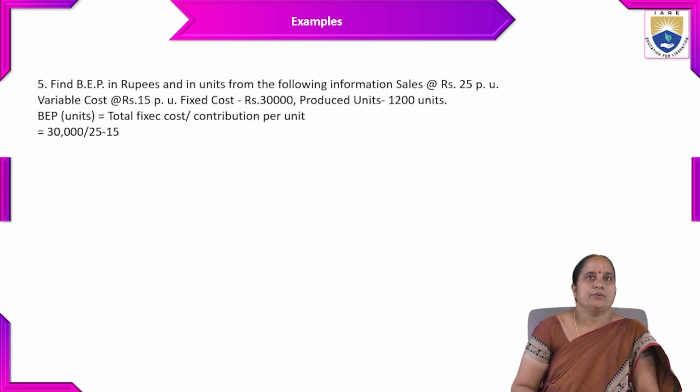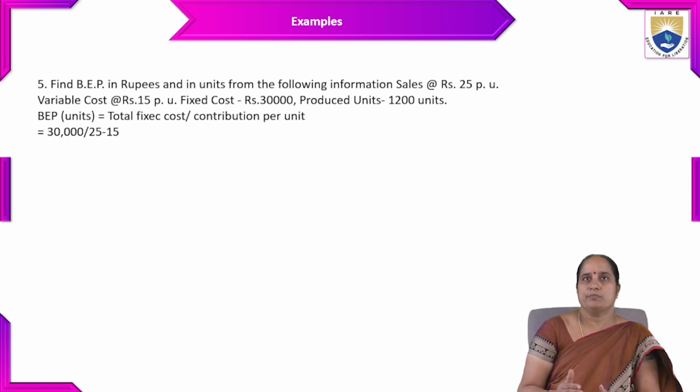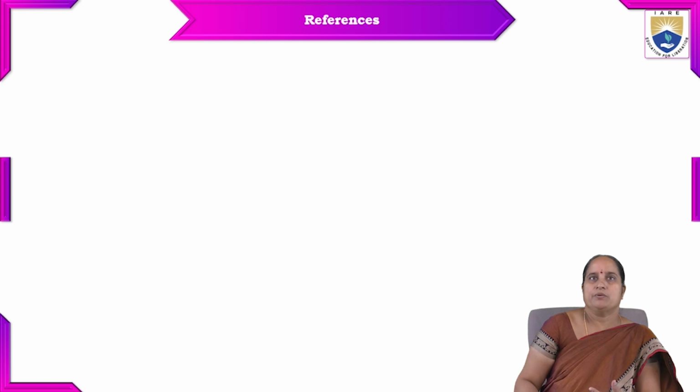And find BEP in rupees and in units from the following information: sales at the rate of 25 rupees per unit, variable cost 15 rupees per unit, fixed cost 30,000, and produced units is 1200 units. So here we have to calculate BEP in terms of units, which is equal to total fixed cost divided by contribution per unit. 30,000 is already given, that is fixed cost, divided by the contribution per unit, 25 minus 15. Then we can get BEP in units.